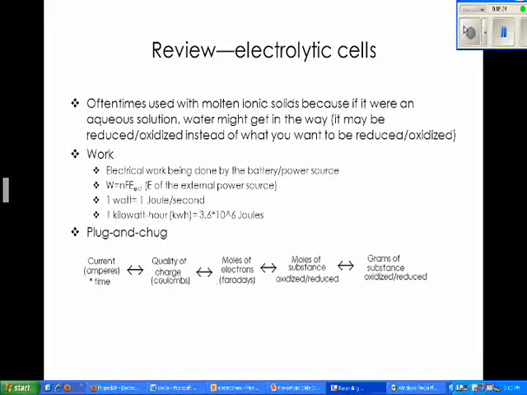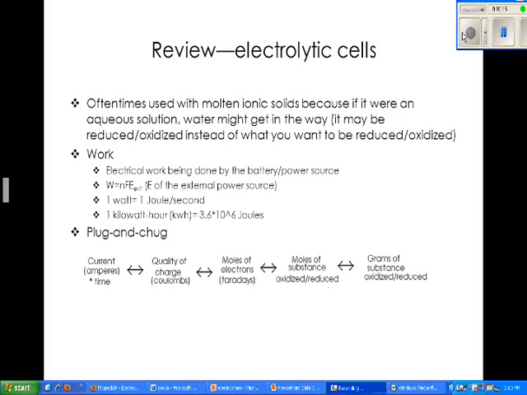And the last little thing that you can set up for stoichiometry, which is just like a plug and chug, is this little chart right here. You either start with your current times your time, or your grams of substance oxidized or reduced, or anything in the middle, and you simply go down the line or go backwards. So you have your current, which is in amperes, times your time, which is in seconds. Sorry, I forgot to write that. And then from there you go to your quantity of charge, which is in coulombs.